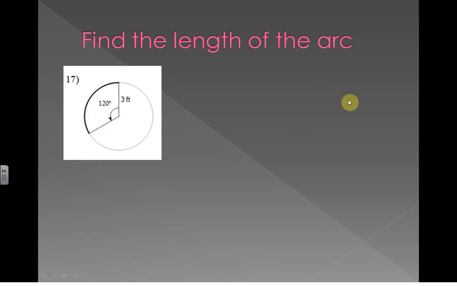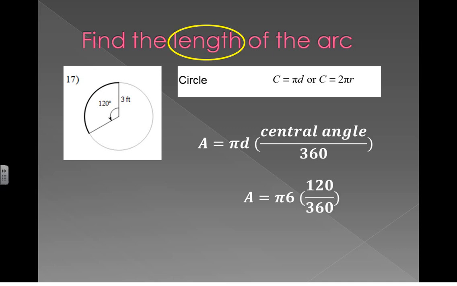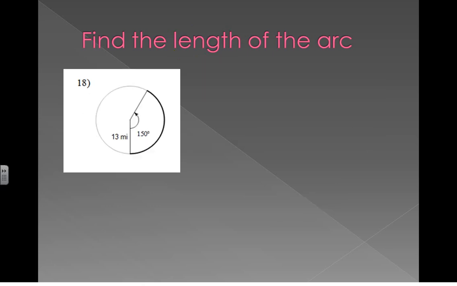Now we're going to do the length of the arc. So I'm not asking for you to find the area, I'm asking for just this length. So what I'm highlighting right now is the length. That's part of the circumference of the circle. So to find the length of an arc, it's going to be very similar to what we just did, but instead of doing the area, I'm going to use circumference, but it's going to be circumference times that central angle over 360. So in this case, it's going to be pi times 6, because if the radius is 3, the diameter is 6, and then 120 out of 360 is what I want, so it's 2 pi.